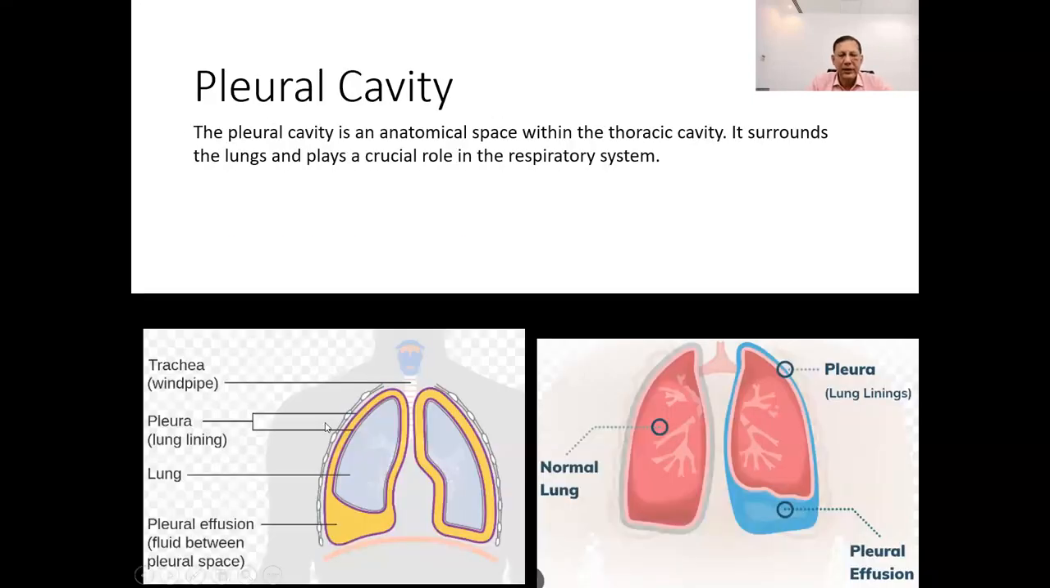negligible amount. That is only just for the lubrication to avoid the friction. So this black line covering the lungs is also pleura, and the one which is the outermost layer is the parietal pleura covering the chest wall. So if there is some fluid accumulation due to any pathological process, then this potential space will be filled up with fluid that is known as pleural effusion.